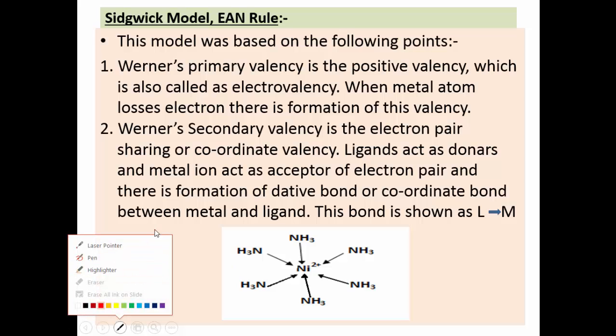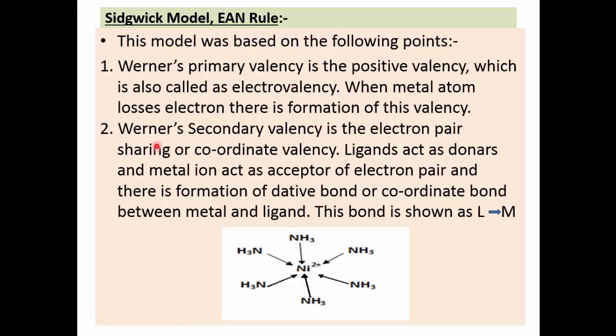So let us see the first point. Werner's primary valency is the positive valency, which is also called electrovalency. What is electrovalency? When a metal atom loses electrons, at that time there is formation of electrovalency. So this is the first point on which the Sidgwick model is based.